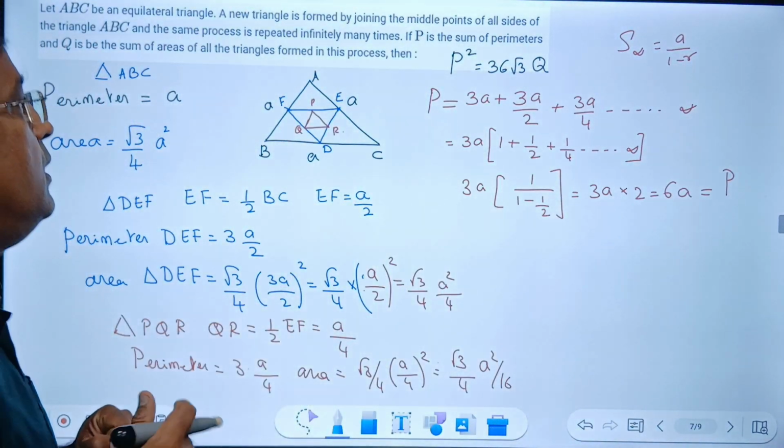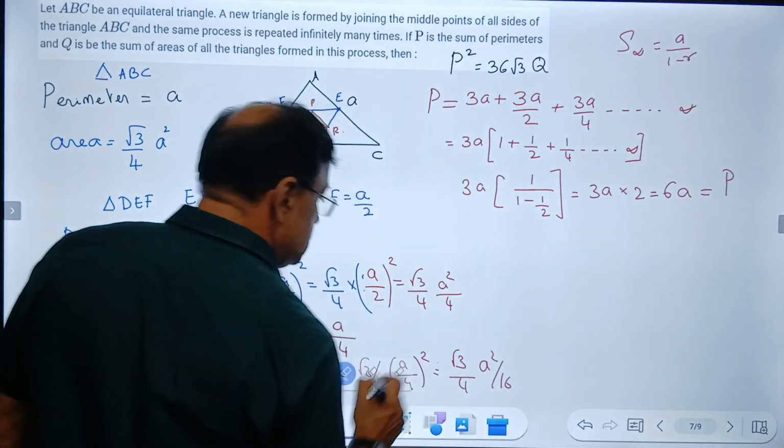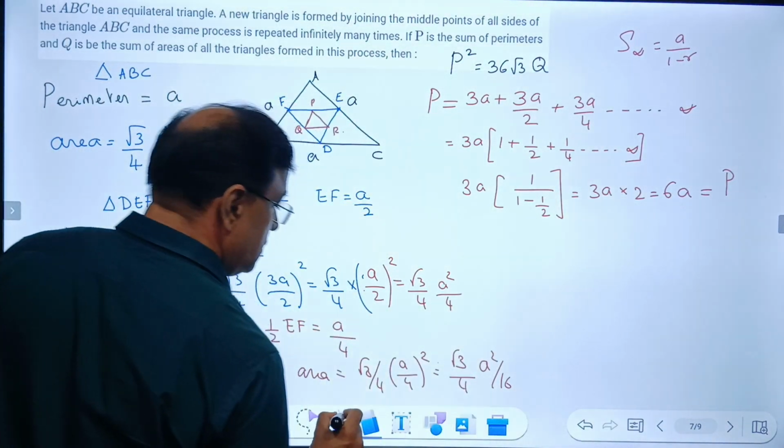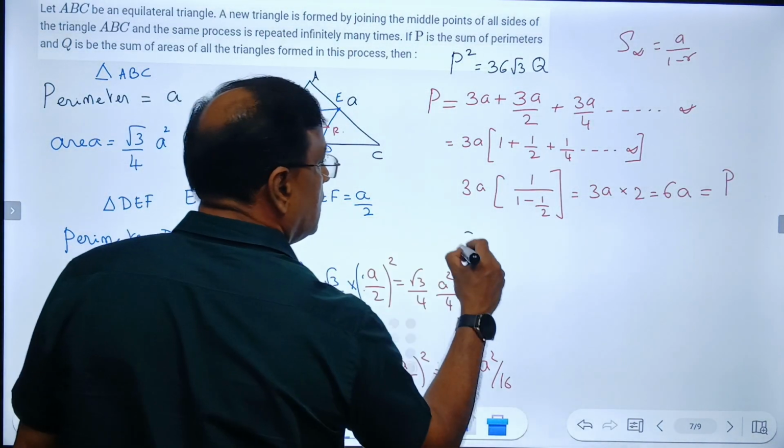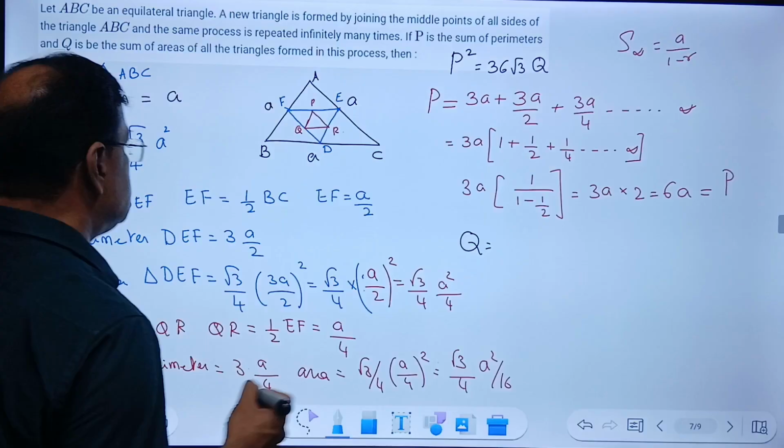Simple, isn't it? Now what is Q? My Q is the sum of all areas. So what is the first area?